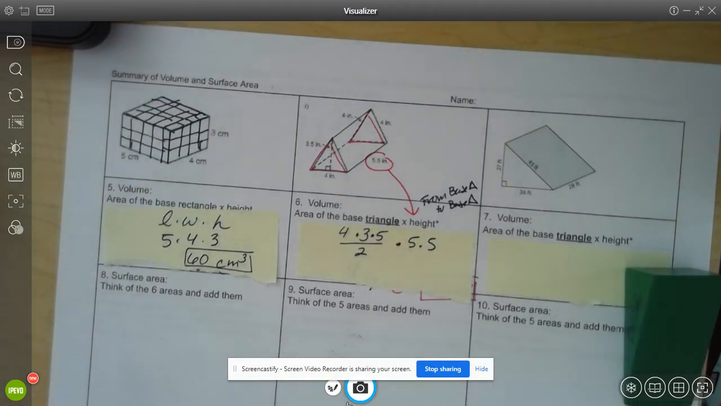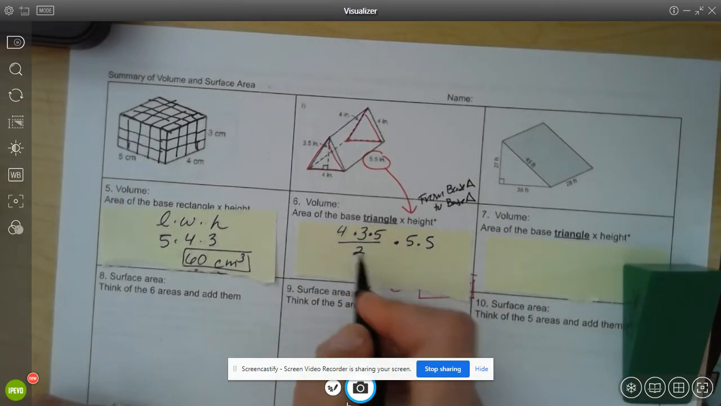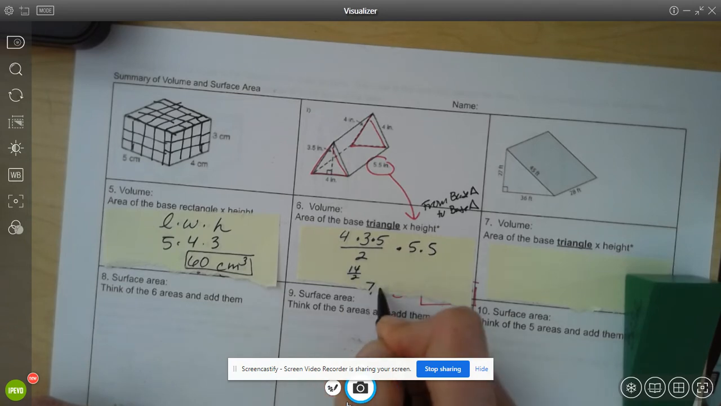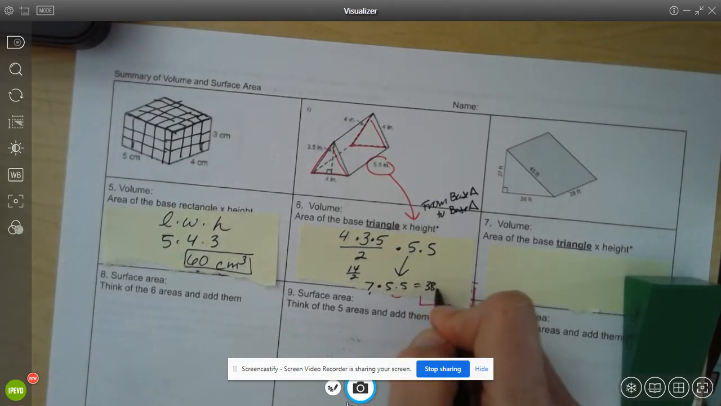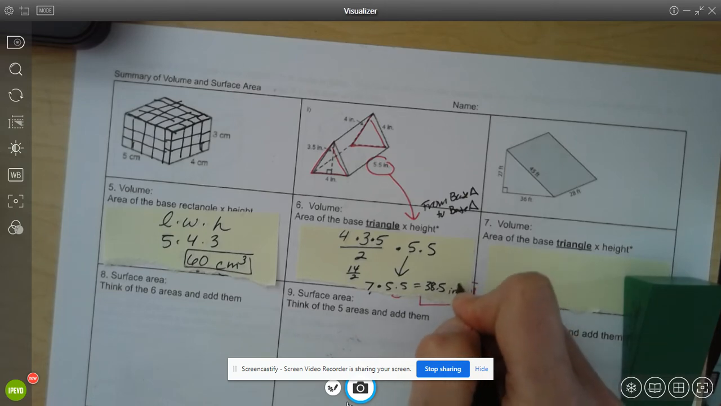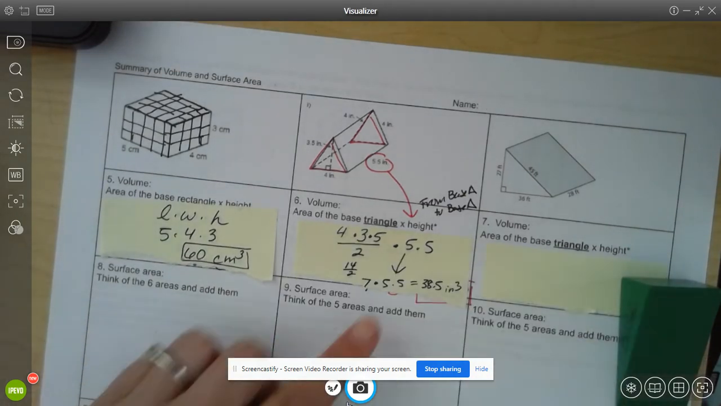So I'm going to do this problem a couple ways. The first time I'm going to divide by 2 right in the beginning here. So this is 14, and if I cut it in half, I would get 7. And 7 times the 5.5 gets us 38.5 inches cubed.